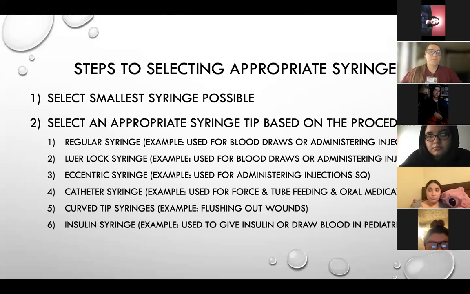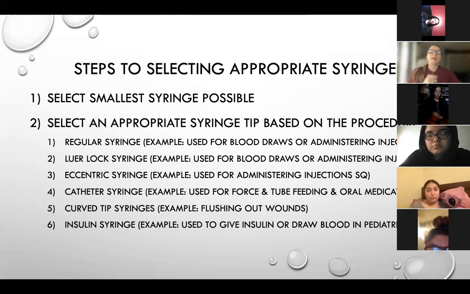Now, our catheter tip syringe, the name is misleading. We do not use this for catheters at all, not for any IV catheter. We can use it for a urinary catheter when flushing it with saline, but a catheter tip syringe is actually a syringe with a very large tip at the end. And the hole is also significantly larger to use for force feeding or tube feeding, as well as oral medications.